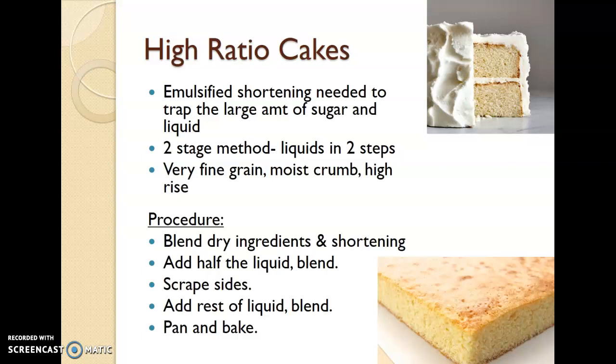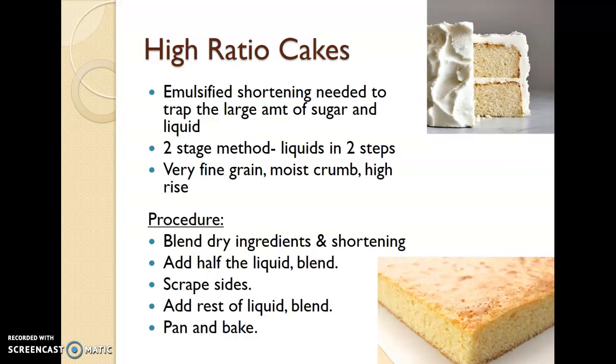Because there are so many liquids, or a large proportion of liquids in these cakes, the liquids then are added in two different steps in this method, so it's often referred to as a two-stage method. It generally has a very fine grain on it. It tends to be pretty moist and has a good rise on it. This would be in comparison to any pre-made mix, like a box mix cake that you would make. This would be very similar to the texture that you could expect from that.